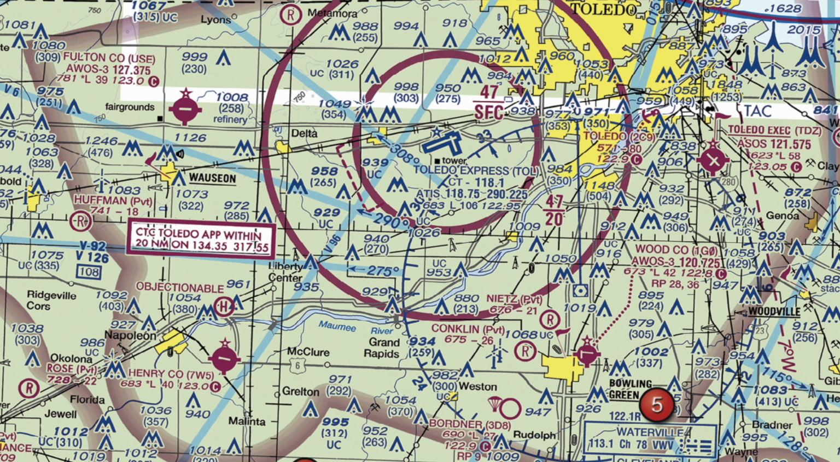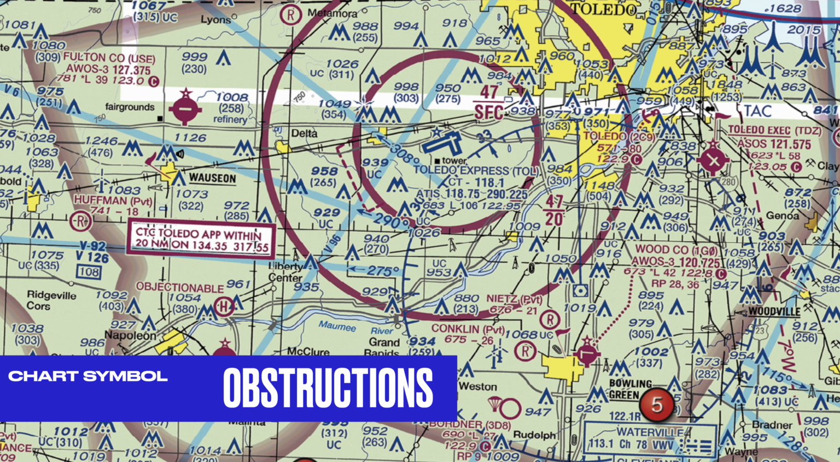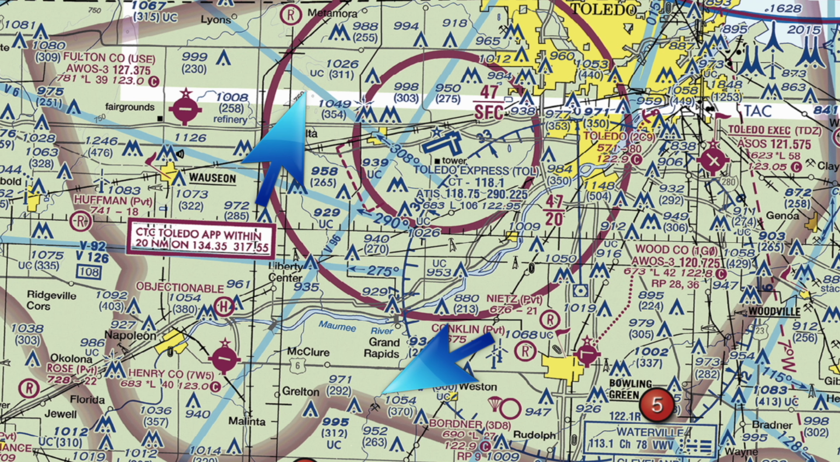Let's do some more. Do you see just a bunch of blue triangular symbols, just a whole bunch of them with a little dot underneath them, and some of them are higher than the others? If you turn back to your legend, you will see that all of these are called obstructions. And obstructions can be anything from towers, buildings, wind turbines, large trees, cranes, antennas, buildings that are under construction.